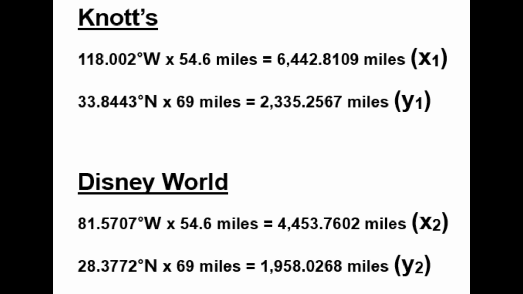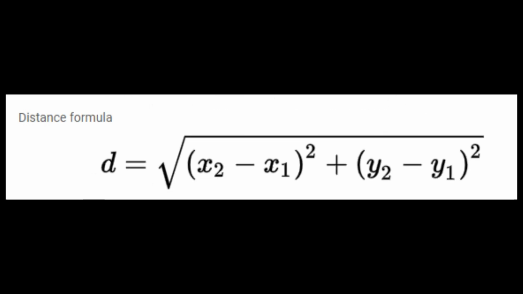For the latitude, we will be multiplying by 69, which will give us 1,958.0268 miles. This number will represent y2. With these numbers in mind, we can plug them into the distance formula. The formula is d equals square root of (x2 minus x1) squared plus (y2 minus y1) squared.